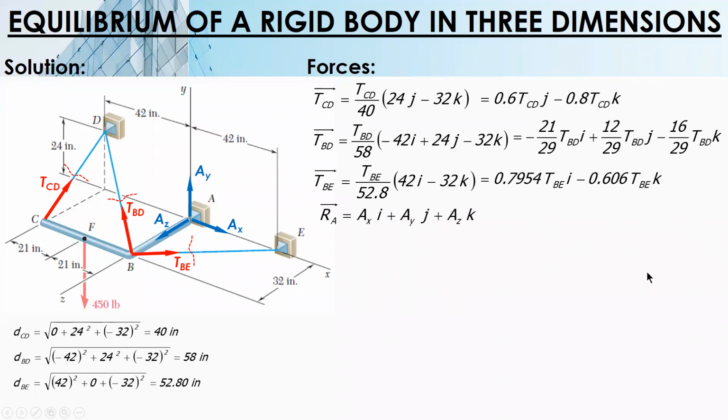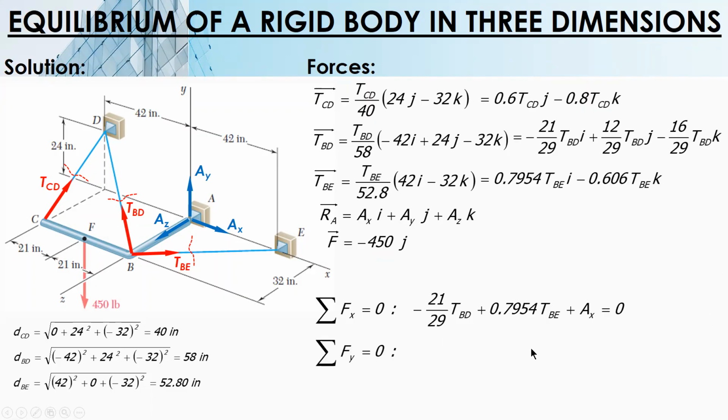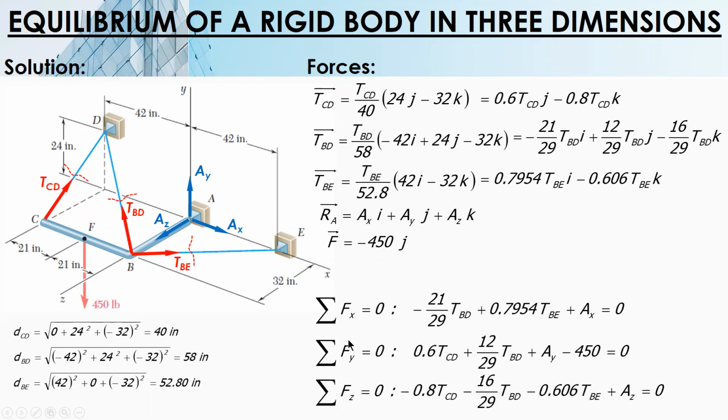And then reaction sa A and the 450 na load. Okay. So after this, same lang. Group all terms containing I, J, and K, and then equate to 0. You have 3 equations. This is very easy. You just have to group similar terms. And so we have 6 unknowns: TBD, TBE, TCD, AX, AY, AZ. We have 6 unknowns. So since these are equations 1, 2, and 3, we still need 3 more equations.